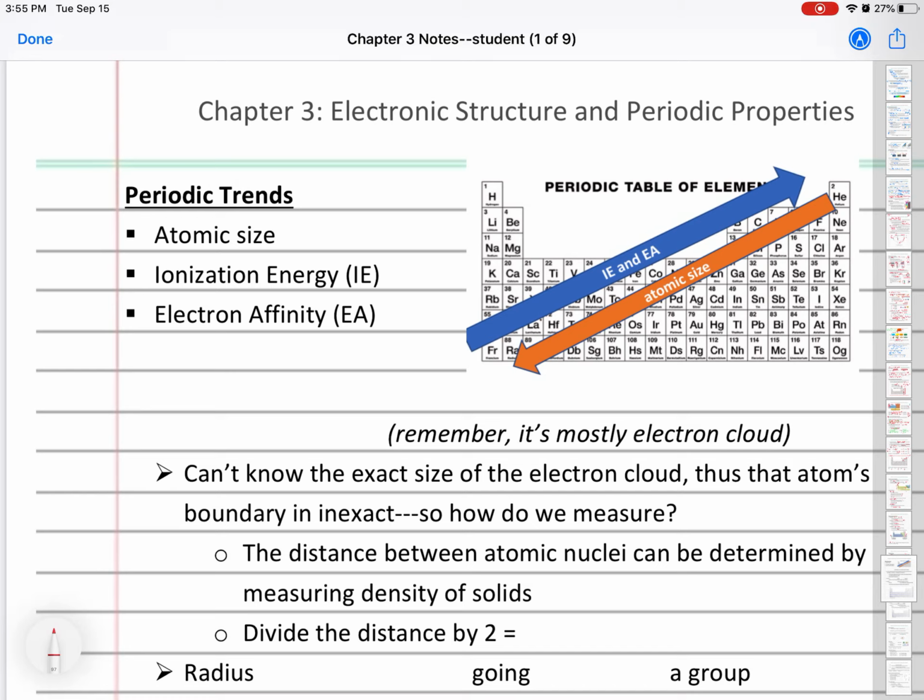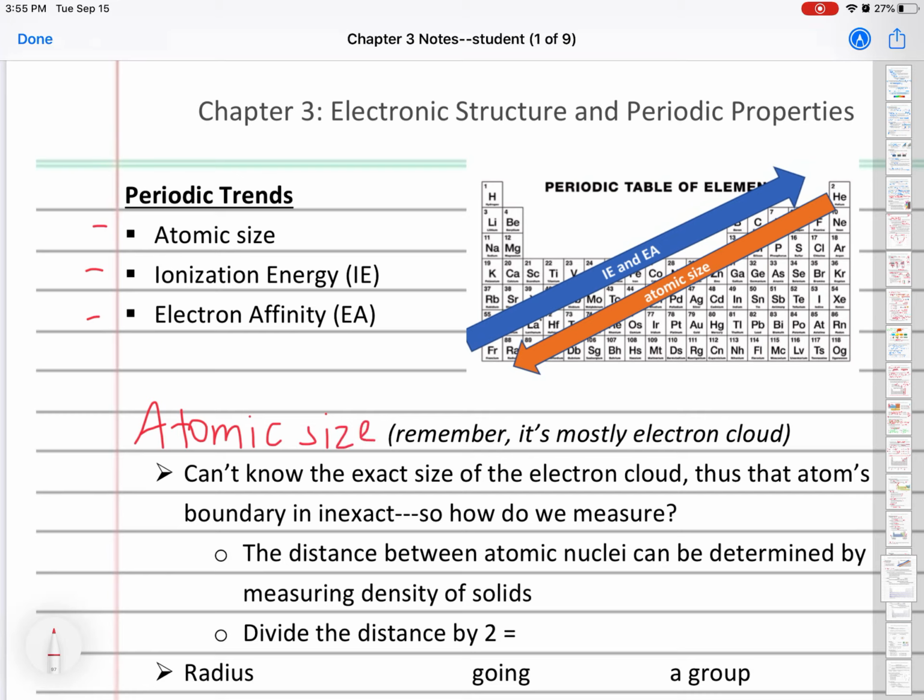So we've seen that the periodic table is just this masterfully organized chart that has so much information we can glean from it, so many things we can cheat using it, like figuring out the electron configuration or the number of valence electrons. And there's some general trends that we see that are important to point out as well. So the periodic trends are atomic size, ionization energy, and electron affinity. So let's start with atomic size.